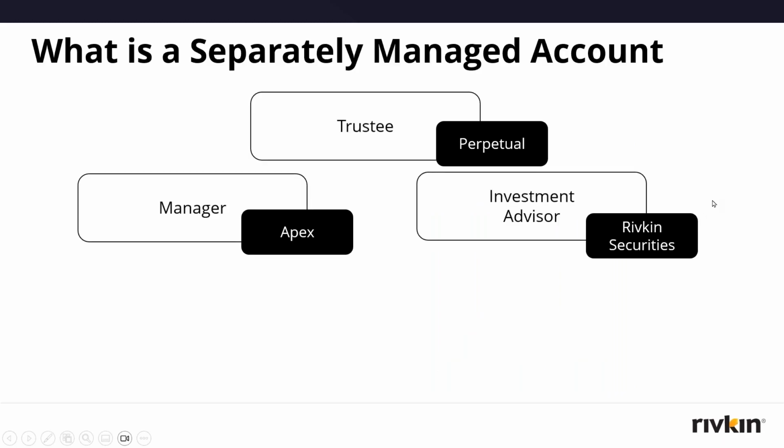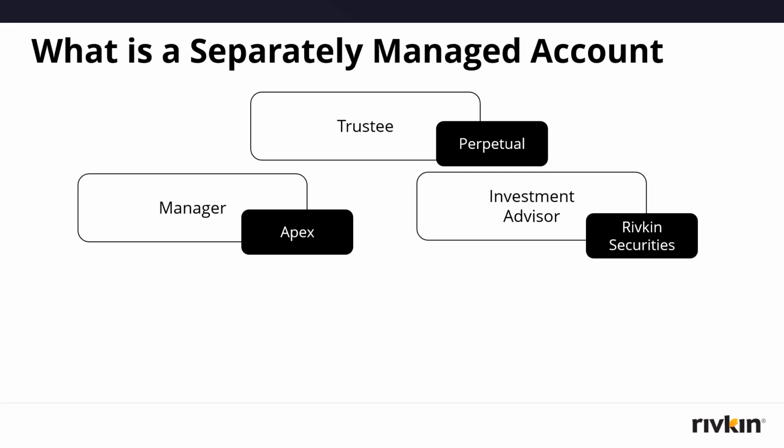Just moving on, a couple of the key roles to understand in a separately managed account. First and foremost is the trustee. So with all of these pooled investment products, the trustee's responsibility is to ensure that all other parties are managing and maintaining that product as outlined in the PDS, always to the benefit of the underlying investors. And in this case, Apex SMA product, the trustee is Perpetual. So they're a very large trustee and fund manager, which many of you may be familiar with.